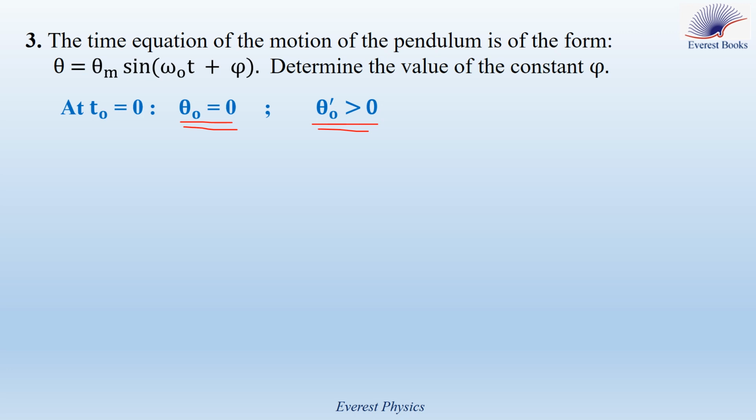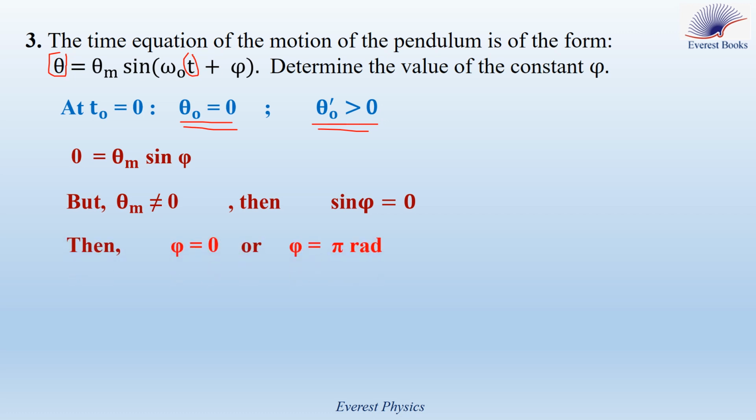Now, we will replace t by 0 and theta by theta 0 in the expression of theta. This is going to be 0 is equal to theta m sine phi. We know that theta m is different from 0. Therefore, sine phi is equal to 0. If sine phi is equal to 0, then phi is equal to 0, or phi is equal to pi minus 0, which is equal to pi radians. One of these two values is the correct value.